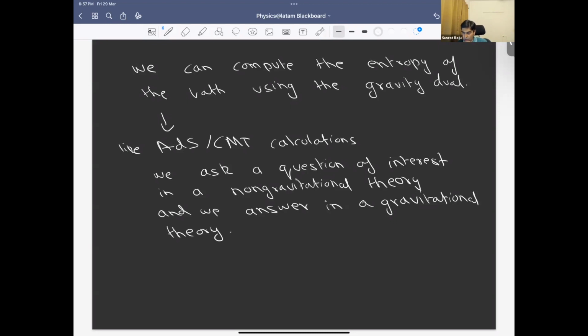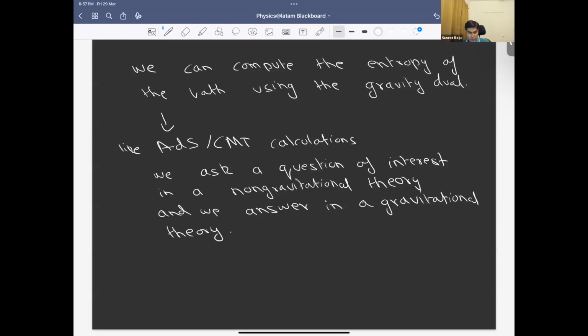In what sense is the Page time relevant to the process of black hole evaporation in our universe? I would say that the Page time is not very relevant for the process of black hole evaporation in our universe. Of course, there is a physical question of when the black hole completely evaporates, which is maybe twice the Page time. But it is to me not clear that the Page time itself in our universe, which is gravitational, is very relevant for answering the question of when information comes out.